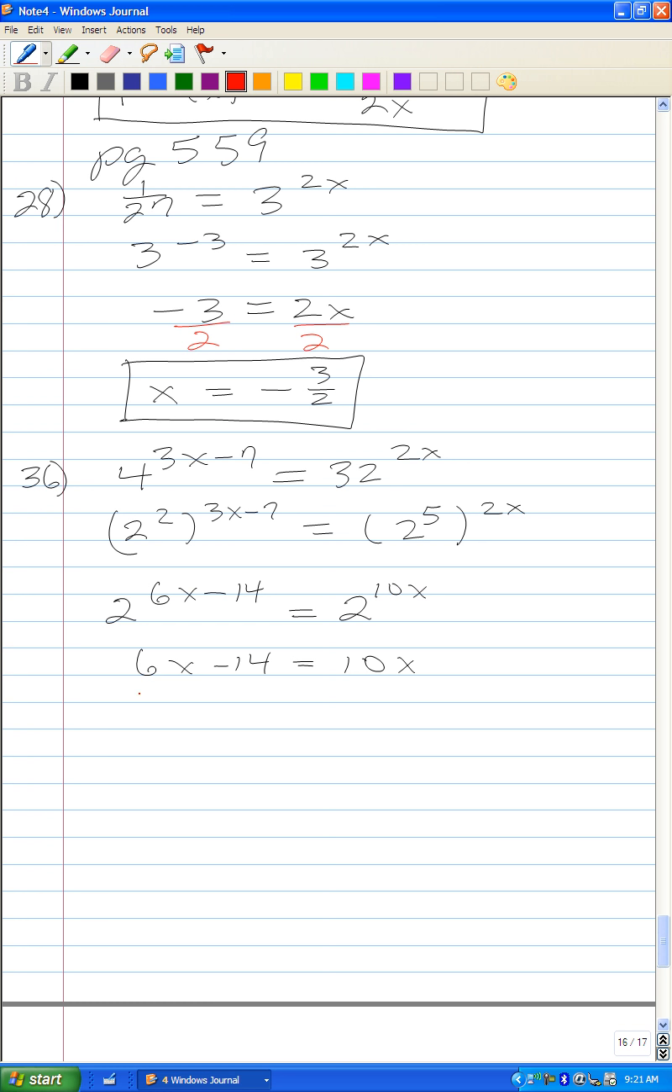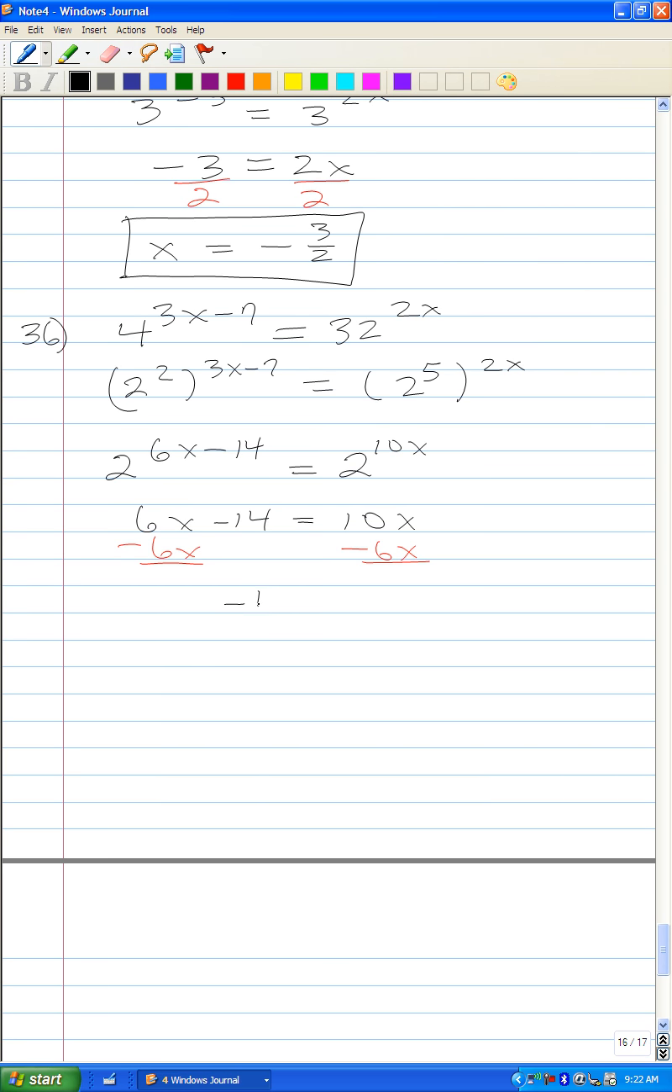Subtract 6x from both sides of your equation. Divide by 4. So x is equal to negative 14 divided by 4. I can divide both 14 and 4 by 2. So x is equal to negative 7 over 2. And so that finishes off section 9.3.